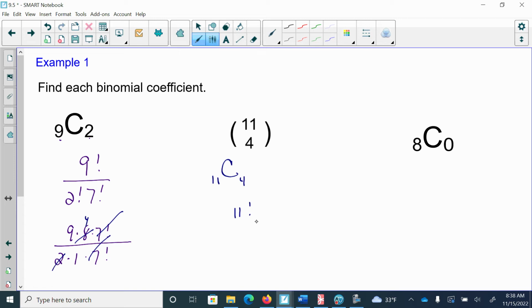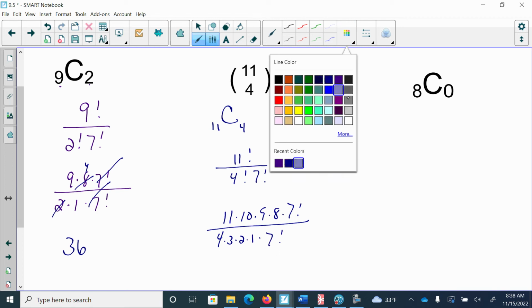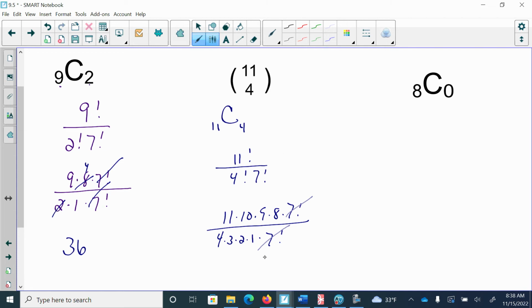Now this one is a combination, 11 choose 4. So I'm going to do 11 factorial over 4 factorial, and then 11 minus 4 is 7 factorial. So I'm doing 11 times 10 times 9 times 8 times 7 factorial over 4 times 3 times 2 times 1 times 7 factorial. This should look very familiar from the last section. I am going to simplify some things. So 2 times 4 is 8, and then 3, so that'll be 330, if I did my mental math right.